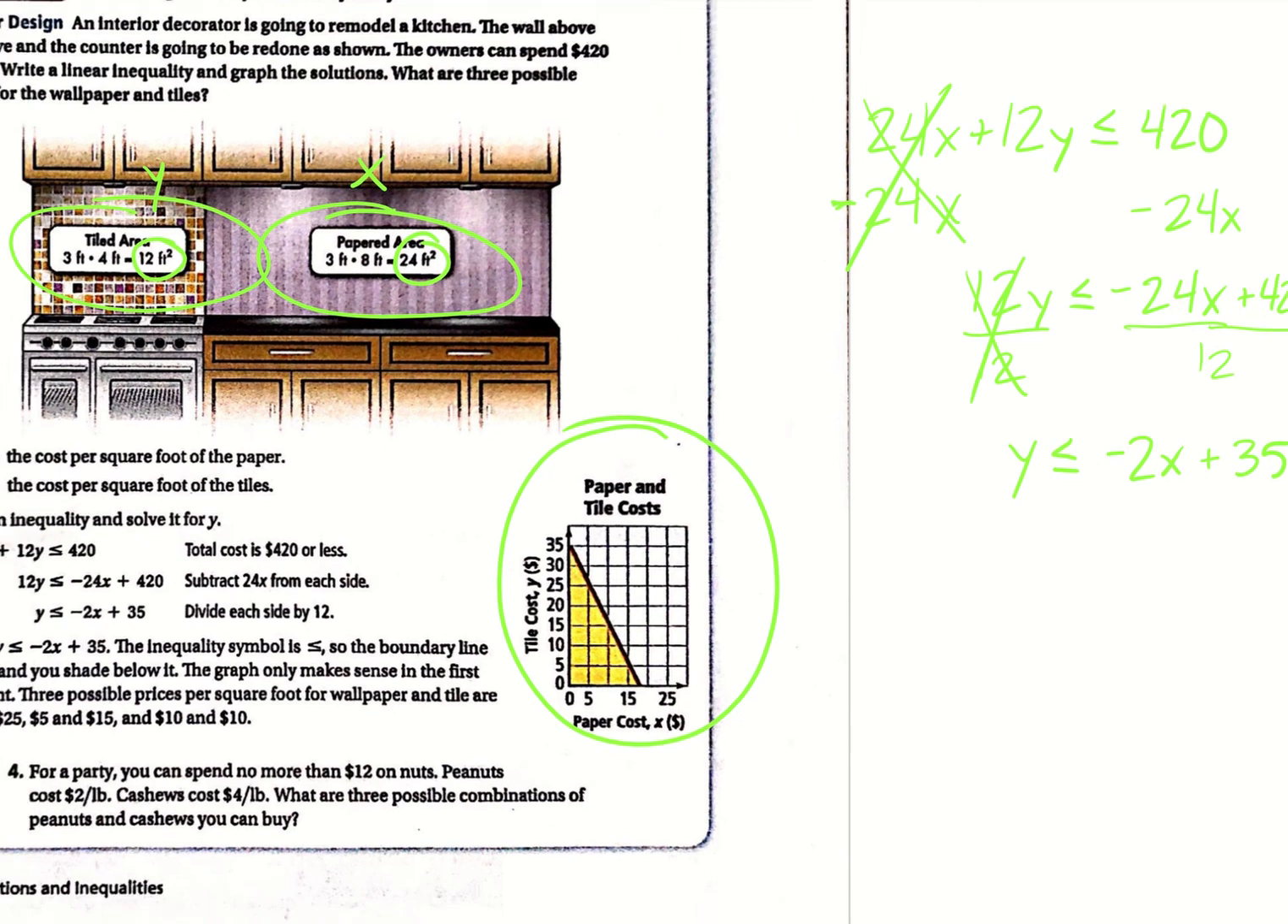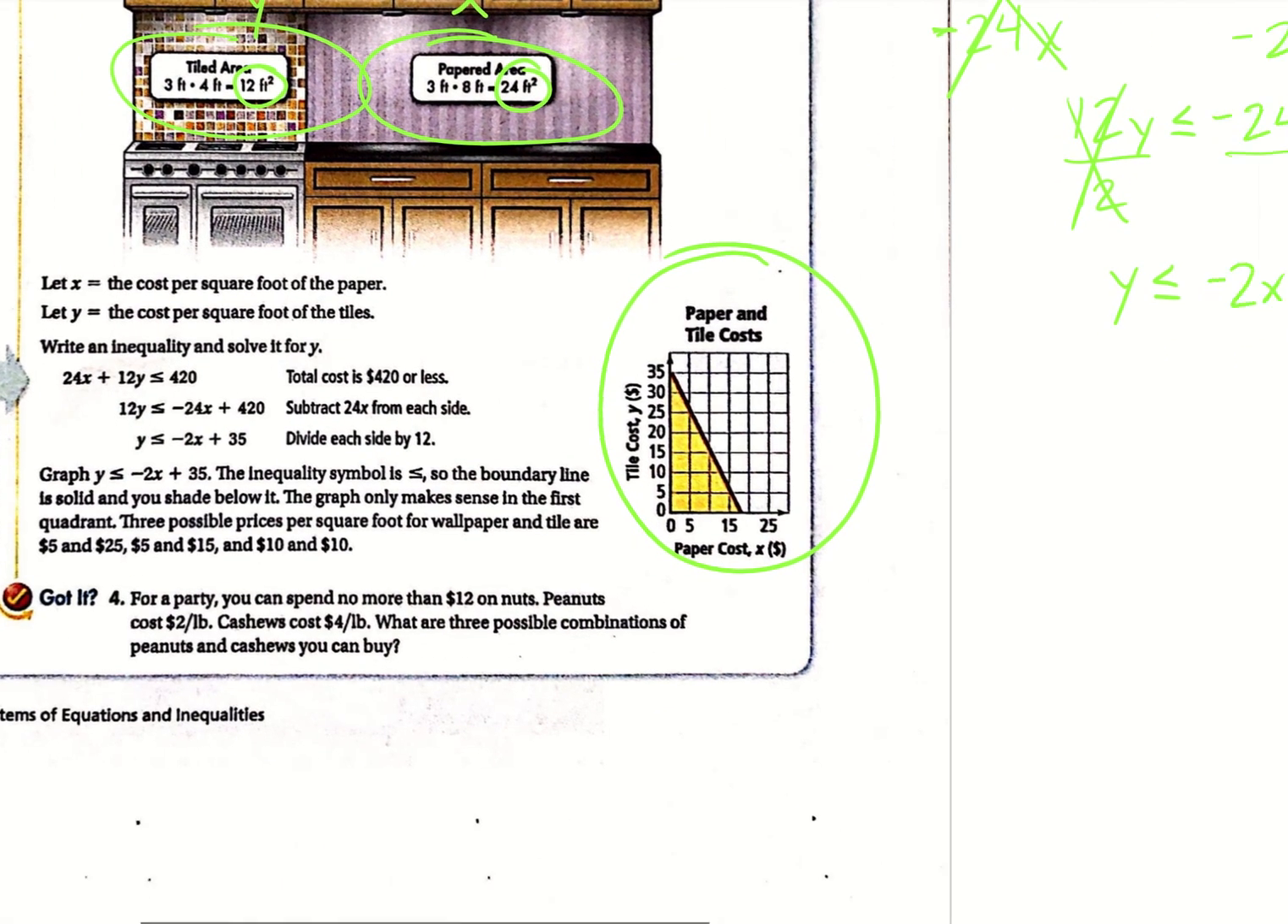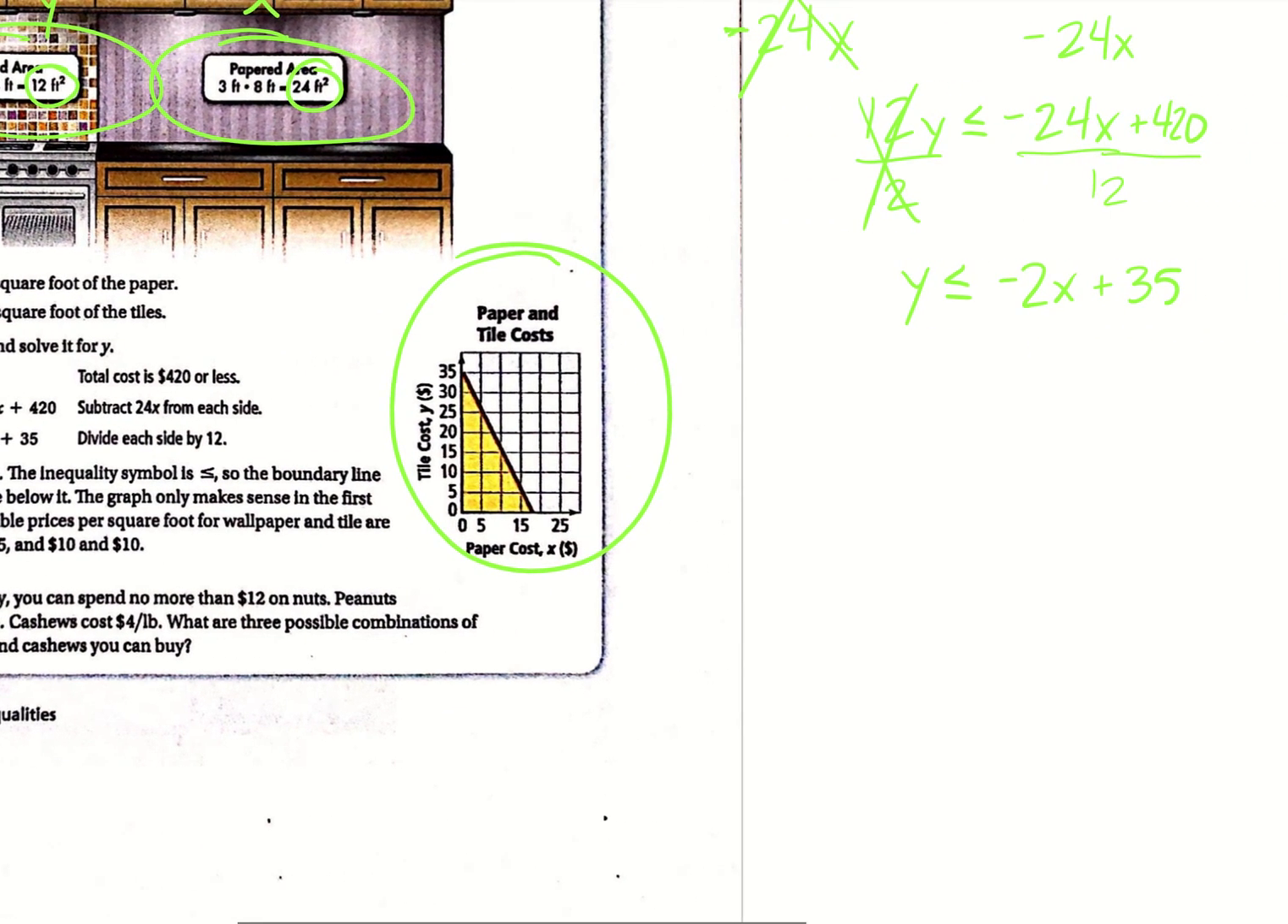They went ahead and graphed it for us here, so we're not really going to worry about it. You'll notice that they only work in the first quadrant. They don't have the other 3 quadrants, and the reason is they're not going to buy a negative number of paper or tiles or anything like that. That doesn't make any sense for this.